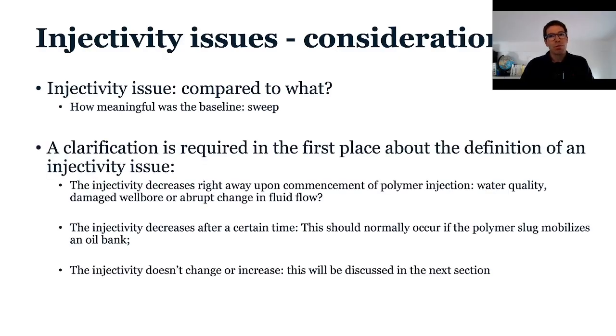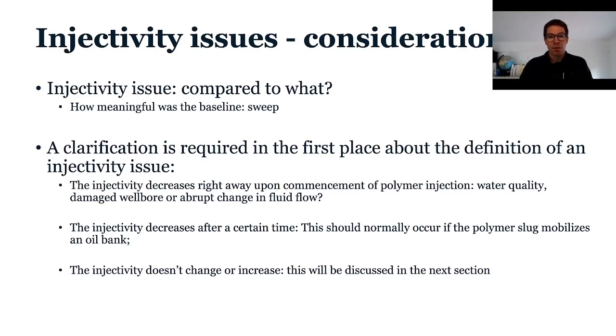And of course, a clarification is required in the first place, which is what is an injectivity issue during polymer injection, because it can be linked to the polymer, but it can be linked to the water quality, which is changing, wellbore damage, or change in fluid flow. So it's important to understand when you see the injectivity decrease. If it's from the very beginning, if it comes after some time, or sometimes it doesn't come at all, which is really important to understand also.